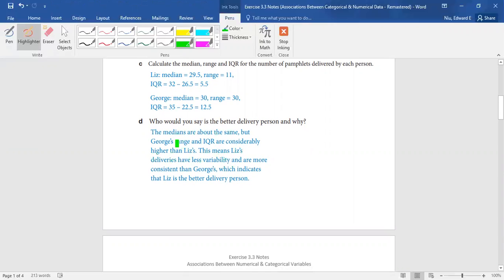George is quite volatile. Some days he'll deliver heaps. Some days he's not delivering very much. So if you want consistency, Liz is your go-to person because there's less volatility in terms of how much she's delivering each day. But otherwise, that's all we can tell in terms of who's more consistent. So Liz, if it's based on consistency, would be the better delivery person.